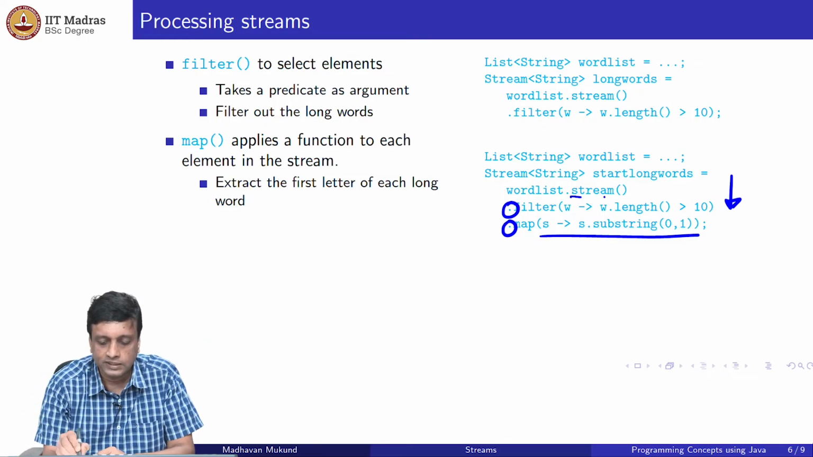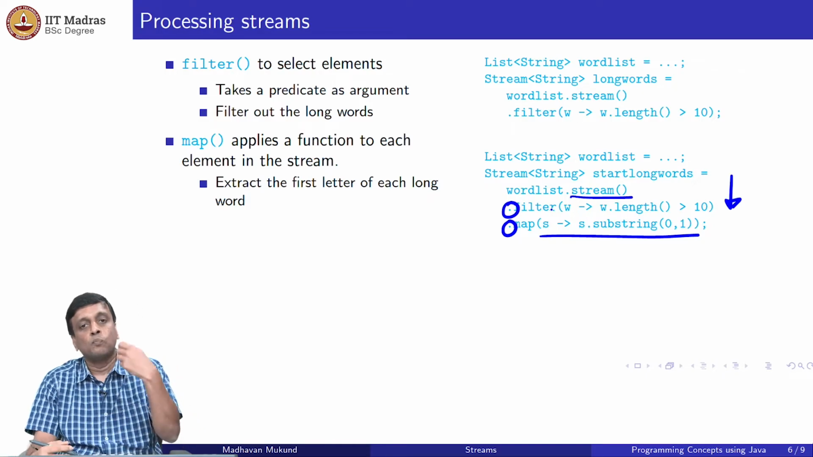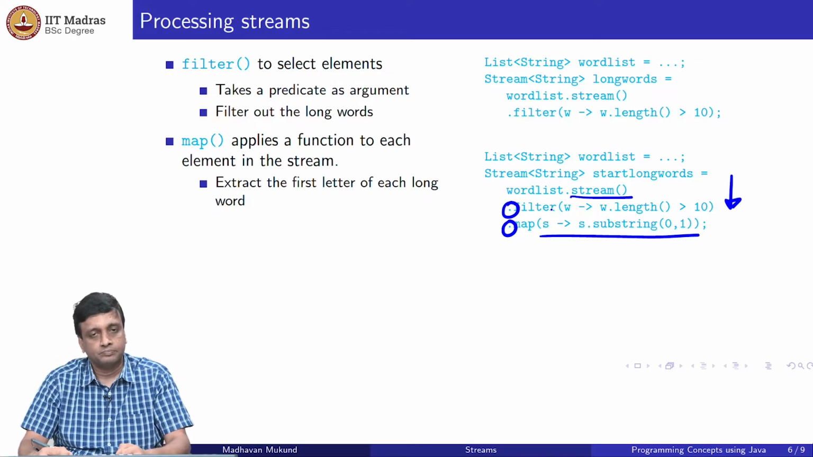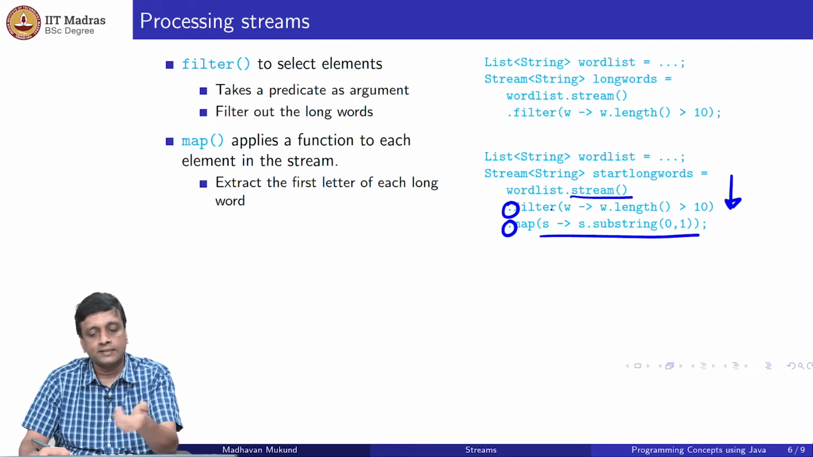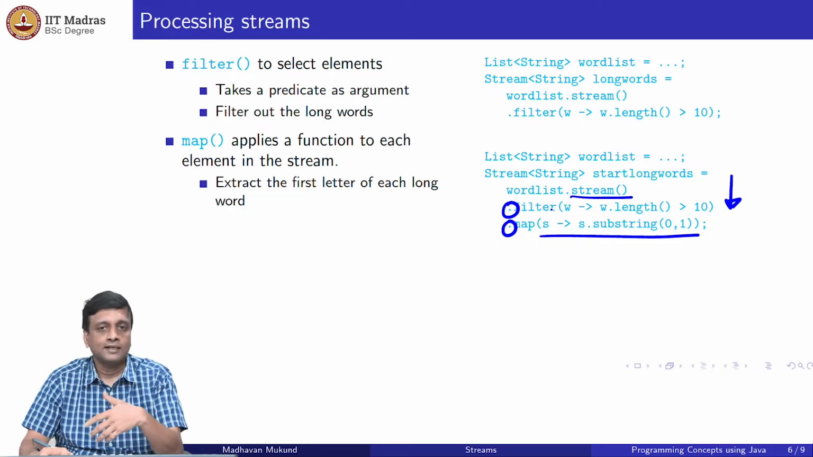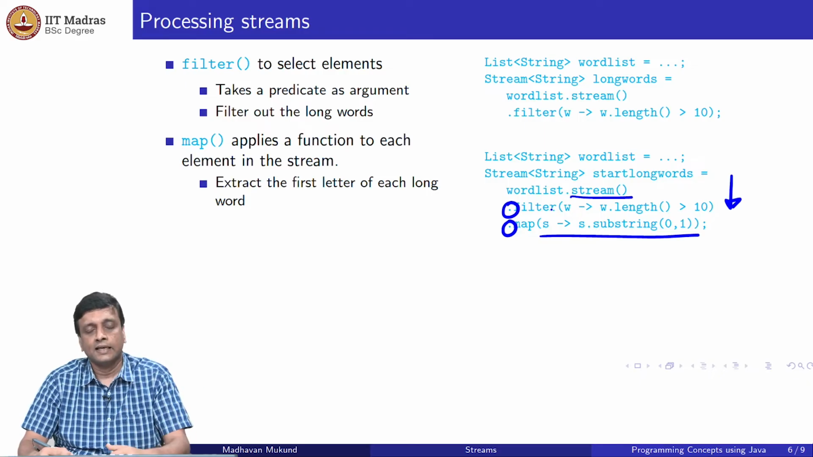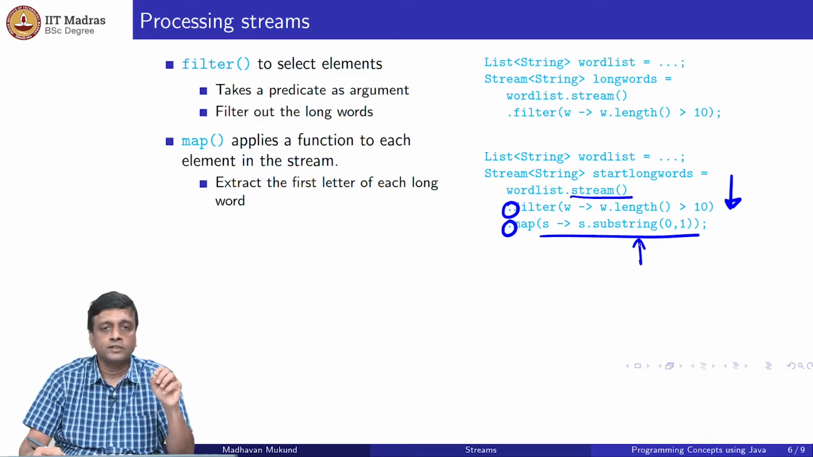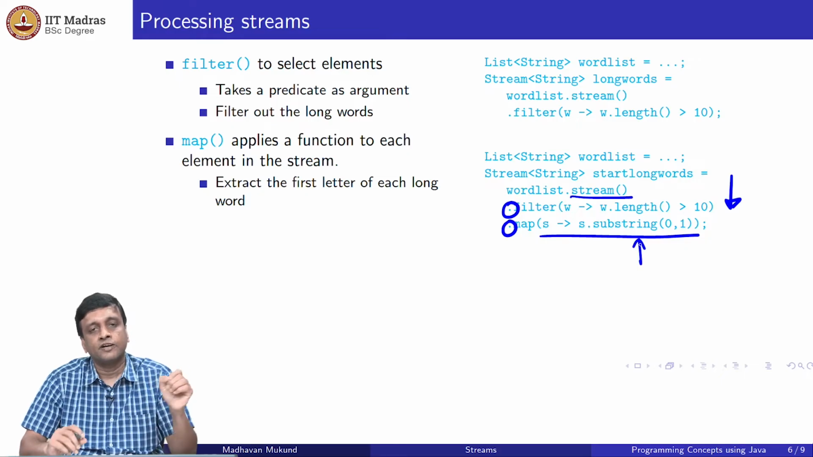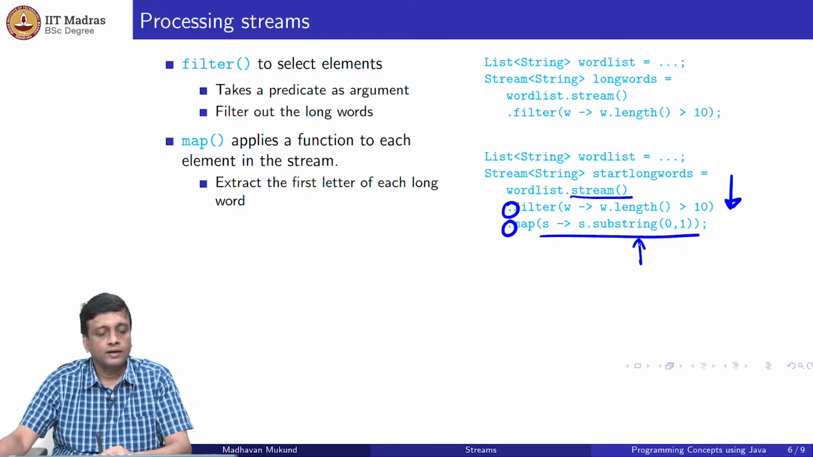So I start with the stream, I pass it to filter, and the output of filter is now being passed to map. So map now has a function which it wants to apply to every element that it gets, and this function is to take the string. Remember, this is now a stream of strings, and these are long strings, strings of at least length 11. So it takes each string and maps it to its first letter. It takes a substring starting at position 0 of length 1, which is normally the first letter. So now this has extracted the first letter of each long word.